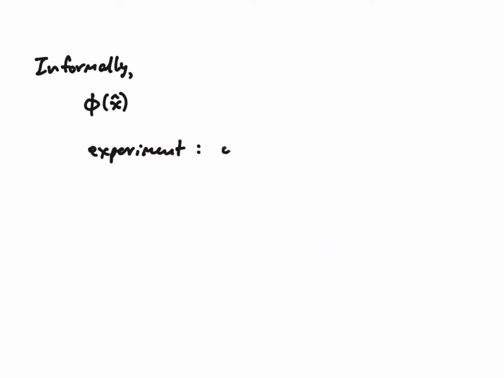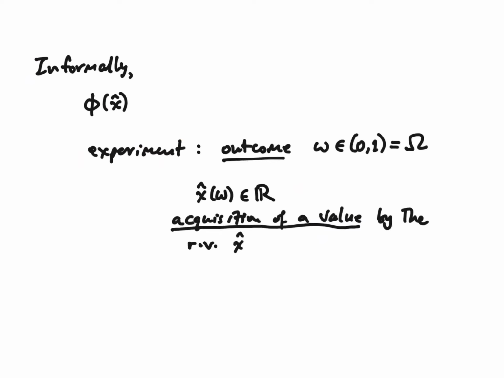And then once we perform the experiment, once we get an outcome, we then take that outcome and plug it into the function x hat. And then we get a real number. And this is what we called the acquisition of a value by the random variable x hat. Right? It acquires a value once we perform the experiment.